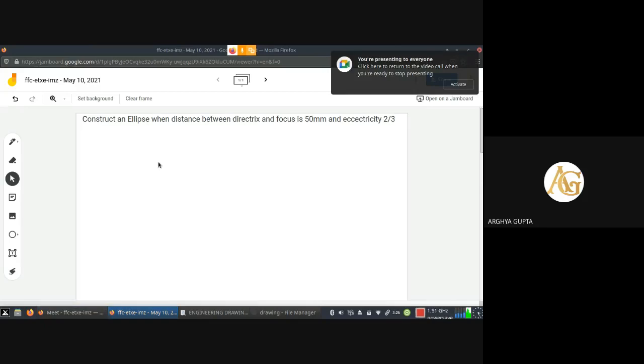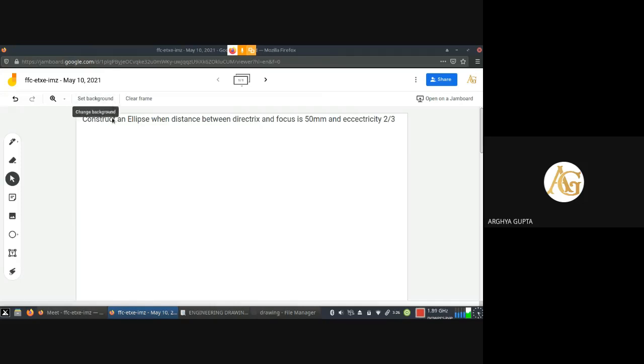Okay, so you have to construct an ellipse when the distance between directrix and focus is 50 mm and eccentricity is 2 by 3. As you have known already, the eccentricity for an ellipse will be less than 1. So this is the general method to construct the ellipse.